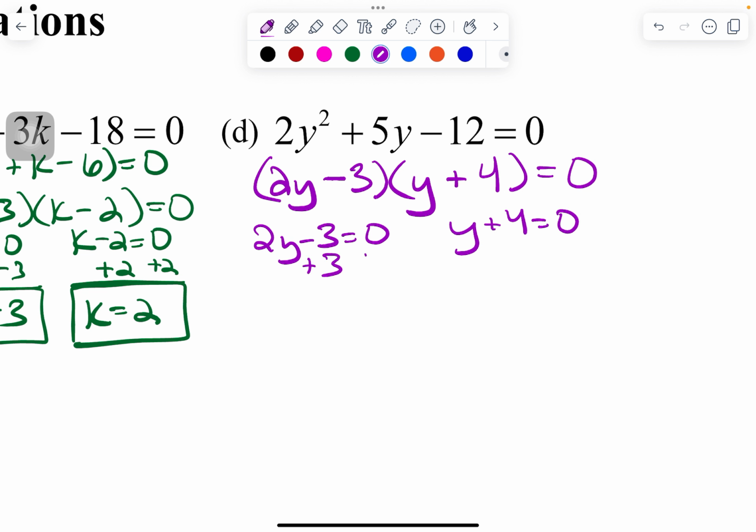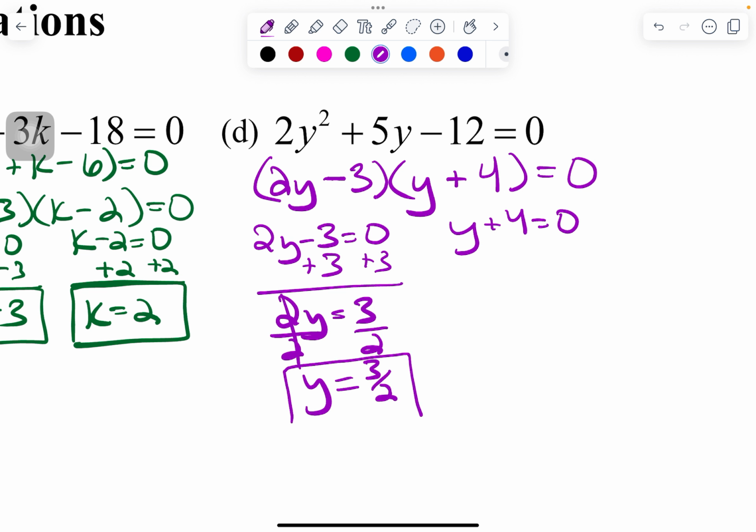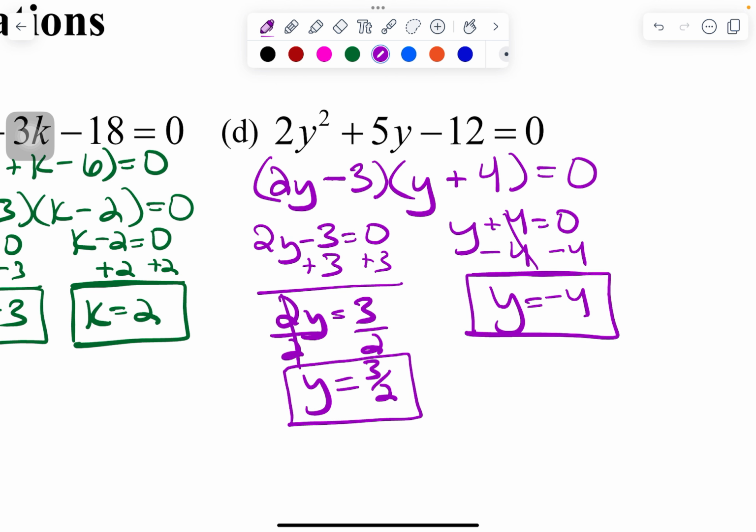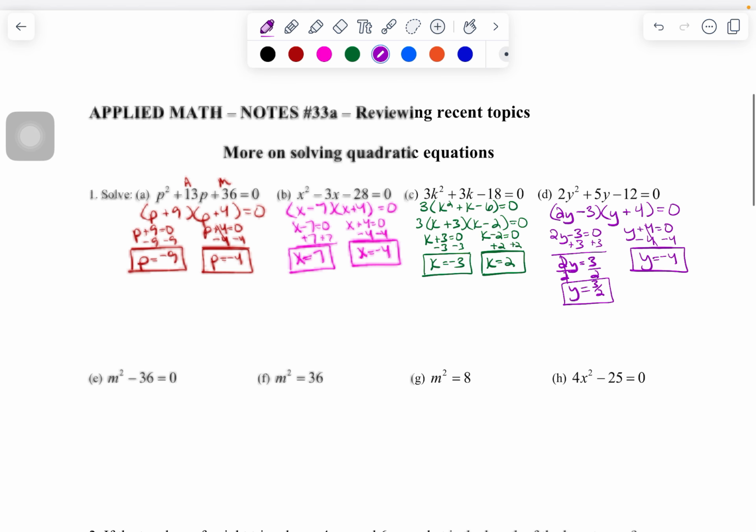I'm going to add 3 here. All right, so 2y is equal to 3. But I need to do that last step of also dividing by 2. Oop, that is a horrible 3. Let's try that again. So y equals 3 over 2. So there's one answer. I'm going to go ahead and subtract 4 from both sides, which gets me y equals -4. So 2 factors, 2 answers, and that is the end for part D there.